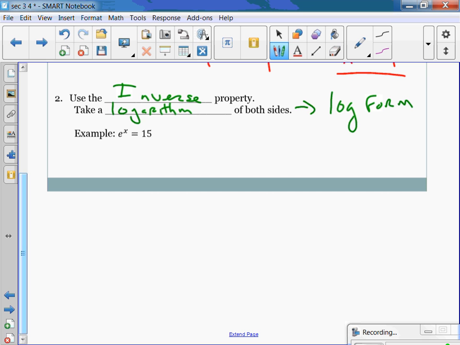Start off with just using the inverse property. If I take the log of both sides, what I want to do is cancel out everything except that x, so I want to cancel out the e. What base do I want to use for the log I take of both sides? Base e. So if I take the log base e, or just my natural log, what I do to one side, I must do to the other side. The natural log of e goes away, and I just have x equals natural log of 15.